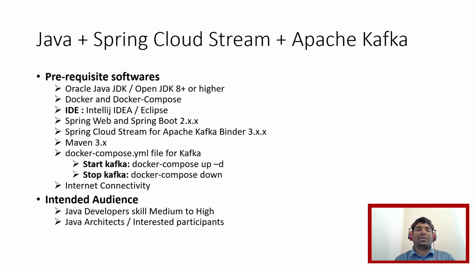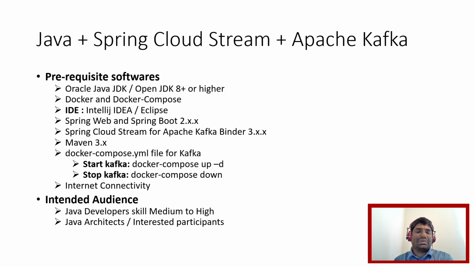An IDE, basically a good tool where you can develop your code so that you can test it easily, either IntelliJ or Eclipse. And for building the microservice, I need Spring Boot with Spring Web support so that we can build a microservice, and Spring Cloud Stream for binding with my Kafka. And Maven is used as the code compile tool.